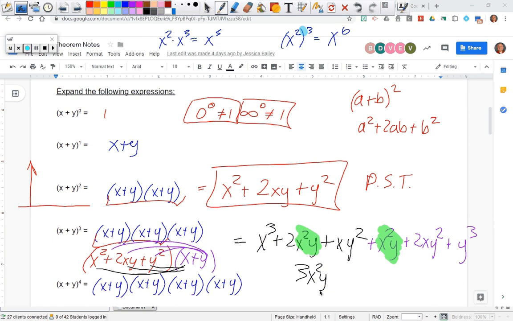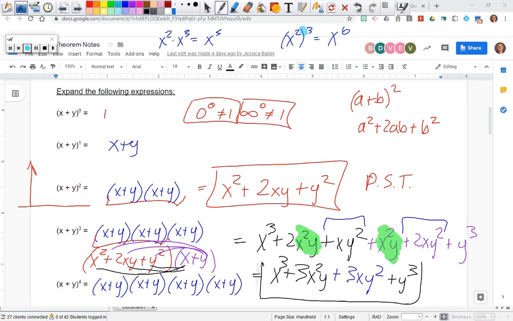Okay, yeah, and then the other one. So the other one, we have xy squared, and then 2xy squared will be 3xy squared. All I'm doing is combining like terms, guys. And then the first is x cubed, and the last is y cubed, and there's my answer.